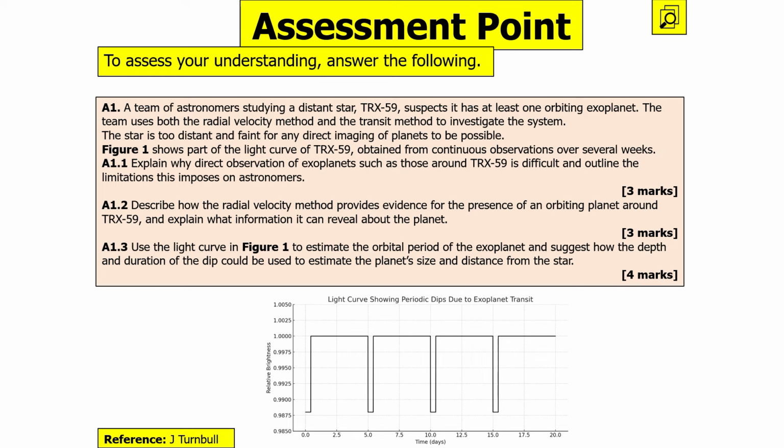Explain why direct observation of exoplanets such as those around TRX-59 is difficult and outline the limitations this imposes on astronomers. Describe how the radial velocity method provides evidence for the presence of an orbiting planet around TRX-59 and explain what information it can reveal about the planet. Use the light curve in Figure 1 to estimate the orbital period of the exoplanet and suggest how the depth and duration of the dip could be used to estimate the planet's size and distance from the star. So pause the video now and then unpause the video when you want to go through your answer.